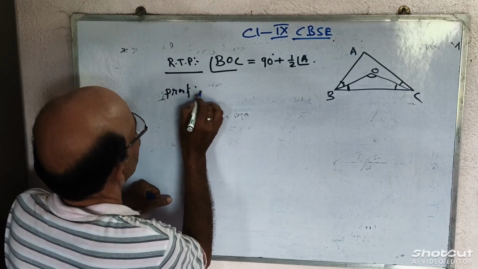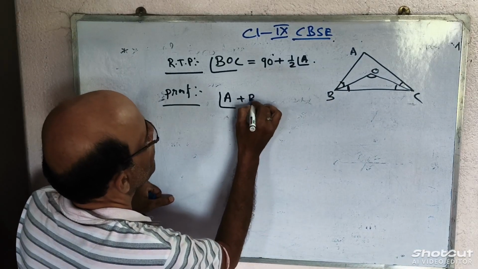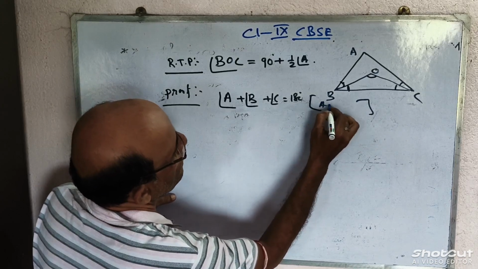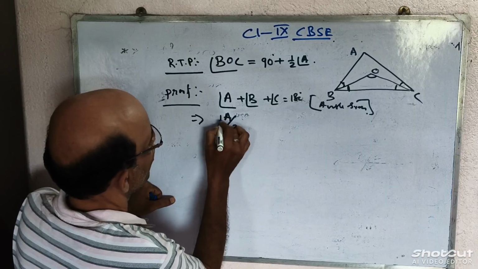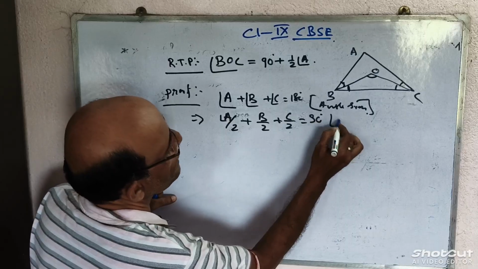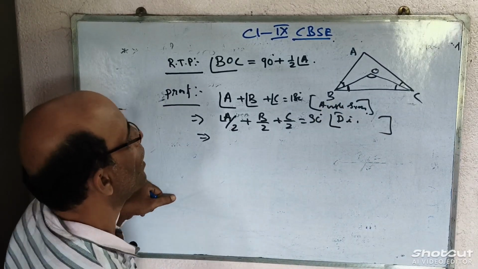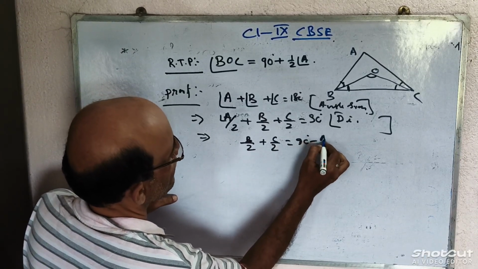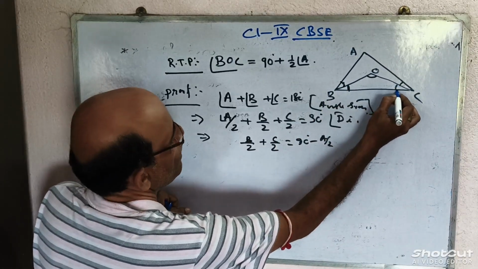Proof. Let's start. Angle A from triangle ABC: angle A plus angle B plus angle C is equal to 180 degree, angle sum property. Dividing by 2 on both sides, A by 2 plus B by 2 plus C by 2 is equal to 90. These are bisectors. Therefore, B by 2 plus C by 2 is equal to 90 degree minus A by 2. B by 2 means this, C by 2 means this.